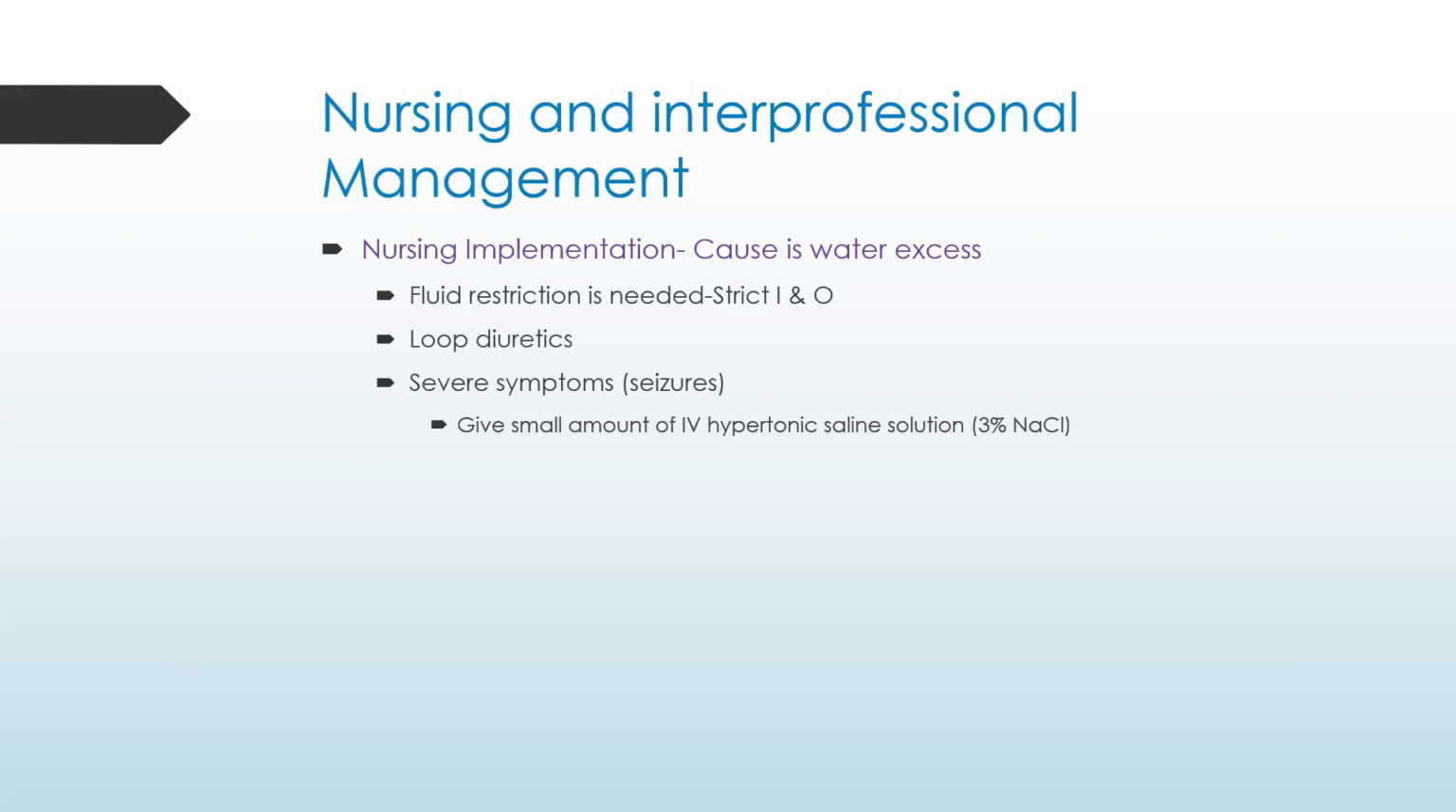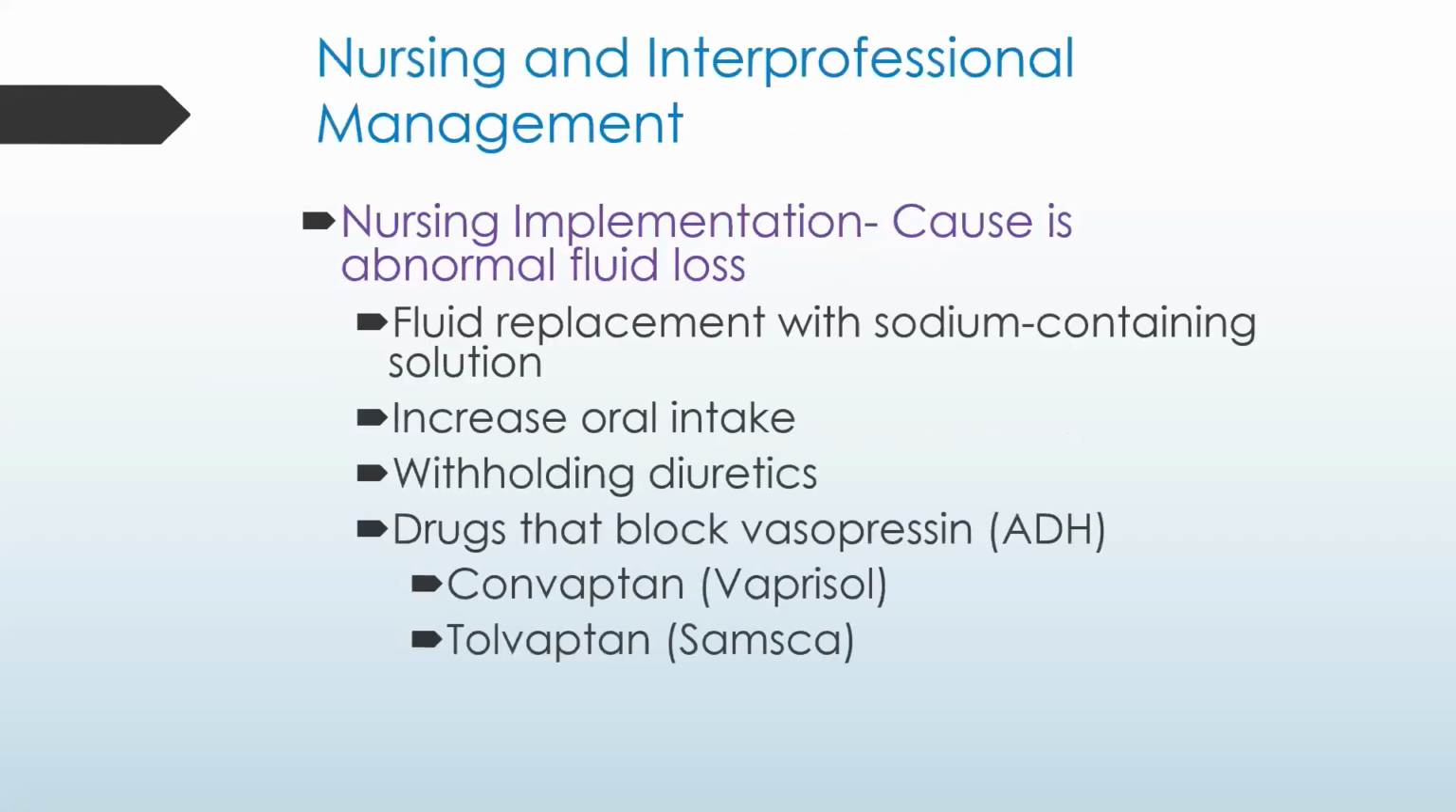Okay, in mild hyponatremia that is caused by water excess, fluid restriction is often the only treatment. If hyponatremia is acute or more serious, small amounts of IV hypertonic saline solution, such as 3% sodium chloride, can restore the serum sodium level while the body is returning to a normal water balance. Treatment of hyponatremia that is associated with abnormal fluid loss includes fluid replacement with sodium-containing solutions.